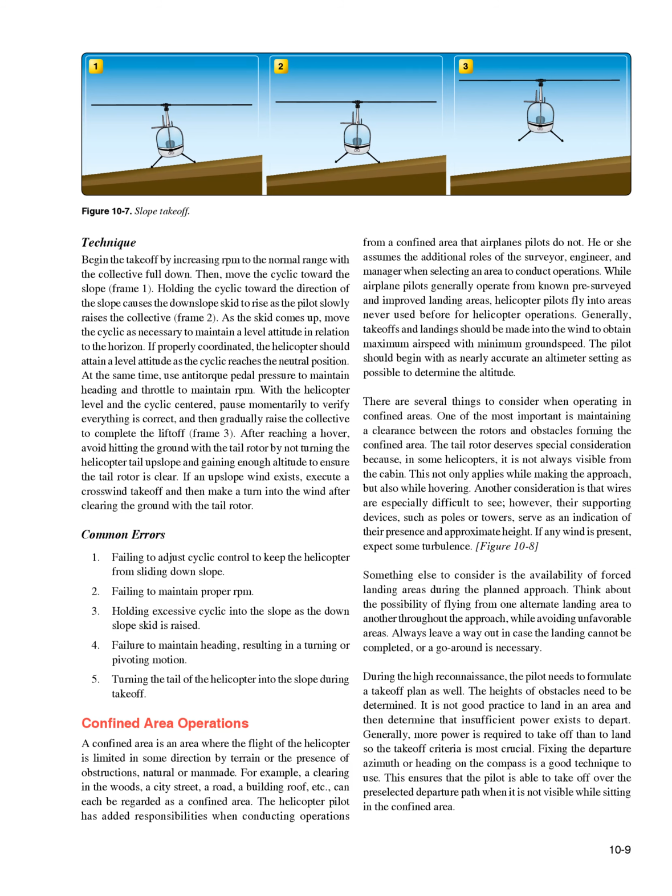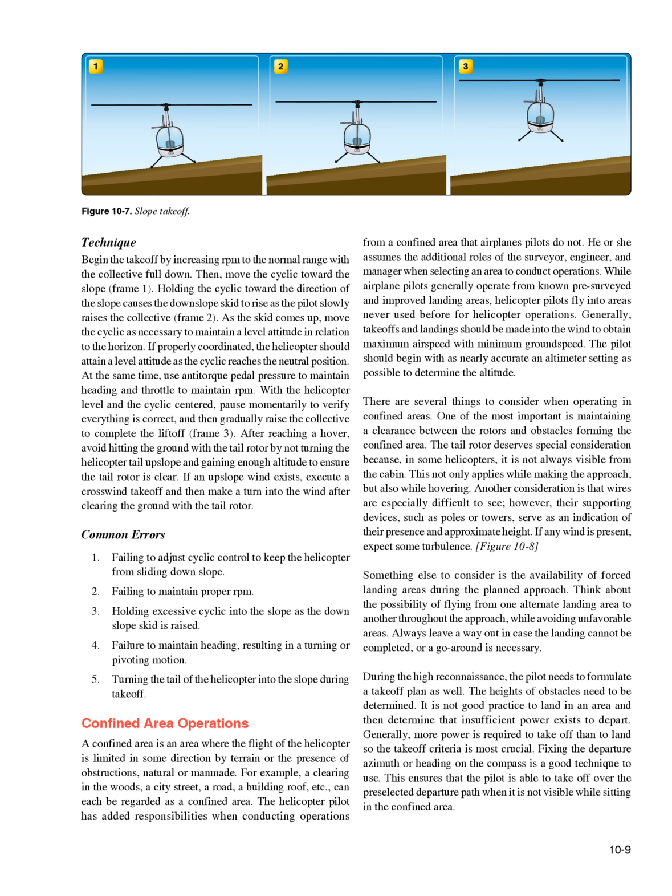Holding the cyclic toward the direction of the slope causes the downslope skid to rise as the pilot slowly raises the collective, frame 2. As the skid comes up, move the cyclic as necessary to maintain a level attitude in relation to the horizon. If properly coordinated, the helicopter should attain a level attitude as the cyclic reaches the neutral position. At the same time, use anti-torque pedal pressure to maintain heading and throttle to maintain RPM. With the helicopter level and the cyclic centered, pause momentarily to verify everything is correct, and then gradually raise the collective to complete the liftoff, frame 3.